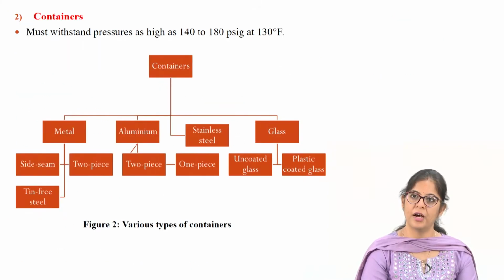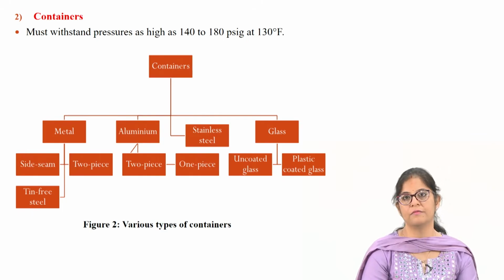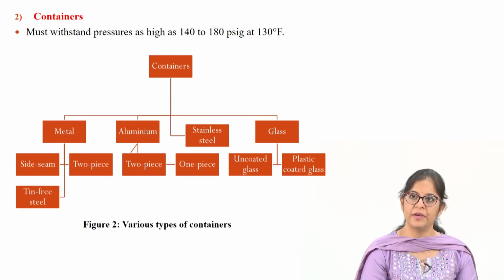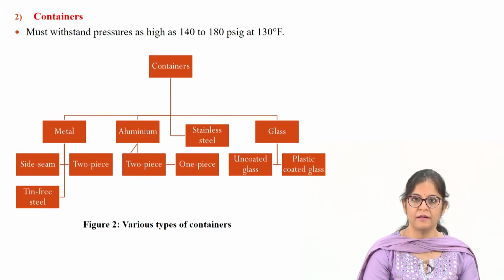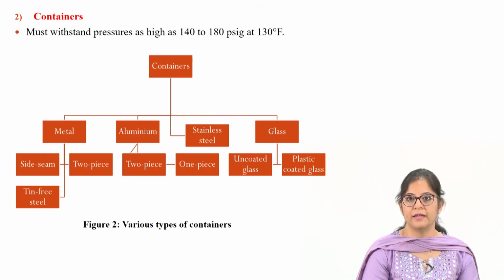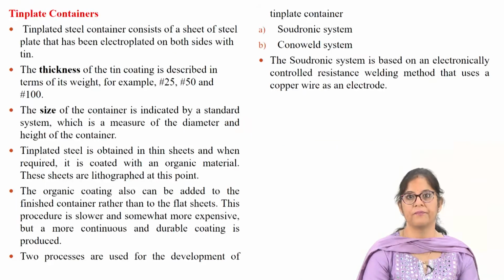Containers which are used to incorporate these aerosols must withstand pressures as high as 140 to 180 psig at 130 degrees Fahrenheit. So, the containers can be classified based on the material which is used, like metal, aluminium, stainless steel, glass, and they can further be classified as tin-free steel, side seam, 2-piece, 1-piece, uncoated and coated containers.